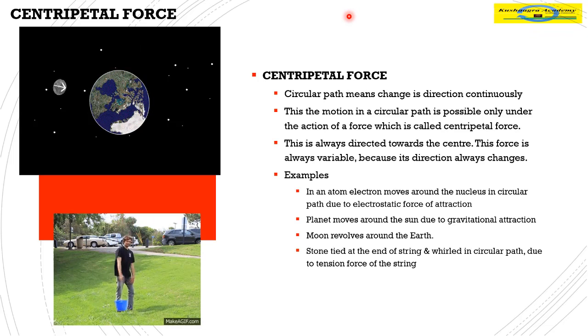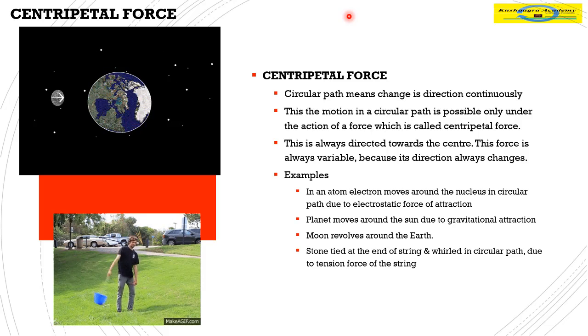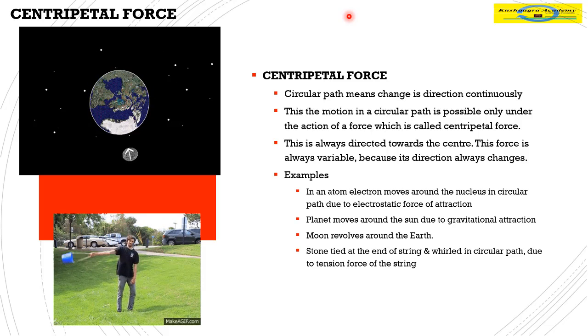Now we have already discussed that for a body to move in a circular motion, it is accelerating, and if it's accelerating, there has to be a force attached to it. So what is the force? The force which makes an object move in a circular path is known as centripetal force.